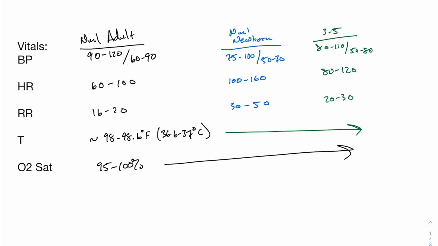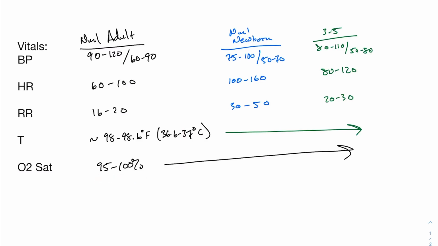vitals. But just to go through it really quickly, the adult blood pressure normal is 120 over 80, but the range is going to be anywhere between 90 to 120 for the systolic and 60 to 90 diastolic. The heart rate is going to be 60 to 100. Respiratory rate, which is how fast you're breathing, is going to be 16 to 20. The normal temperature is about 98.6, which is 37 degrees Celsius. And the normal O2 sat is 95 to 100.